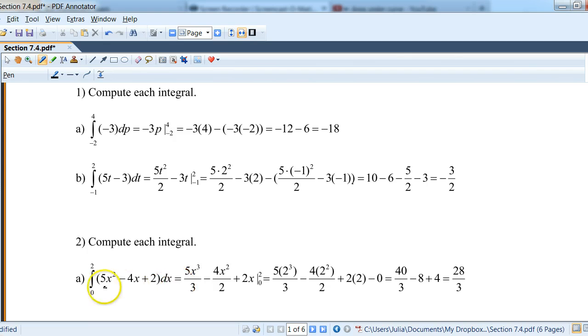Here is the same idea. If we compute from 0 to 2, zero is usually the easier one to plug into. So here's what we have.